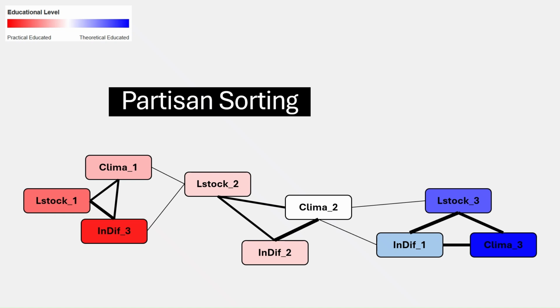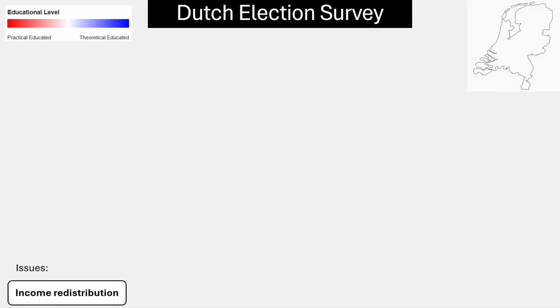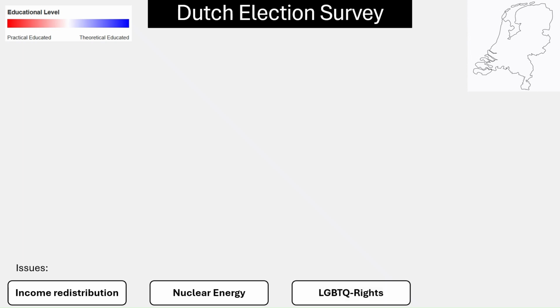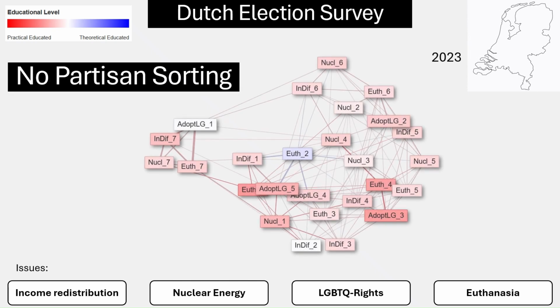When looking again at the Dutch election data of 2023, we see again that partisan sorting is highly sensitive to the issues selected. When selecting the issues of income redistribution, nuclear energy, LGBTQ rights, and euthanasia, there is no clear sign of partisan sorting, as colors remain relatively neutral and the most red responses aren't grouped.